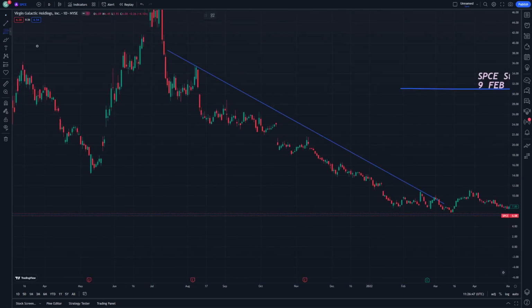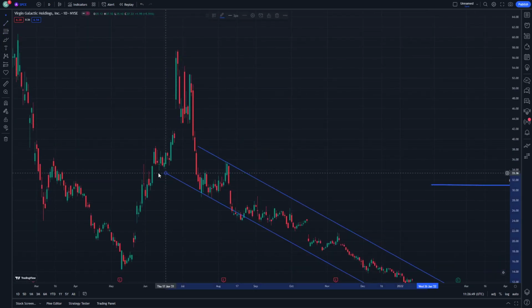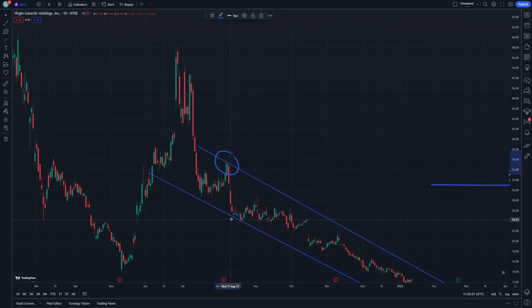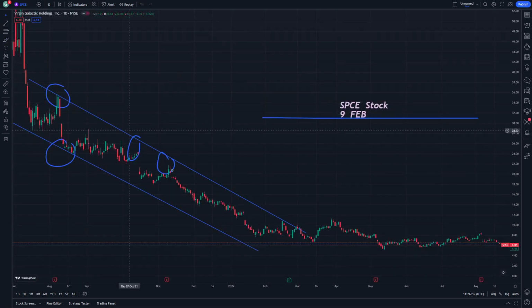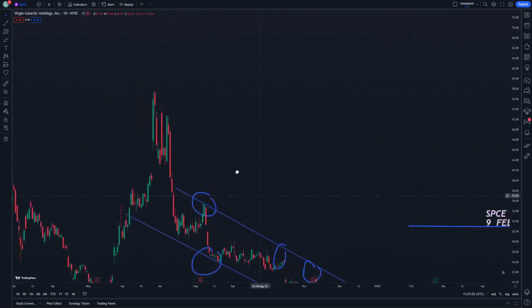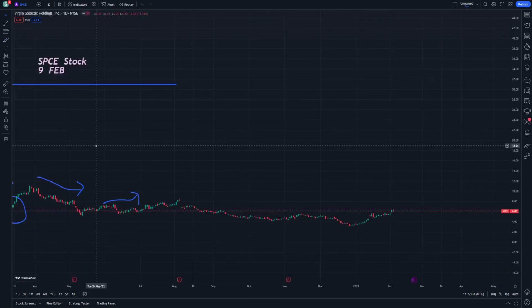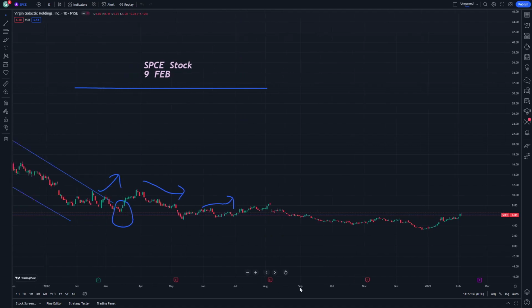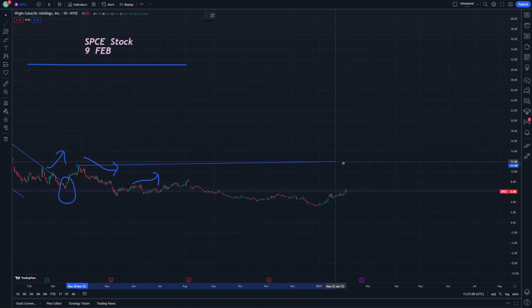So first, we have to understand that this is the resistance, and this is support, the resistance, support, and all these things are possible. So when we go for this, the decrease and increase that is still happening right now, guys, on SPCE stock, right, like this. Okay, and then we can have this in order to know that this is a trend line, and that is another trend line.